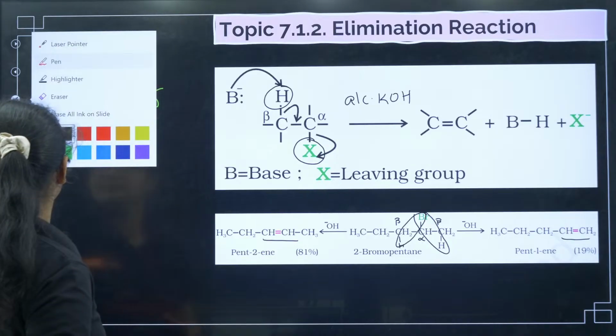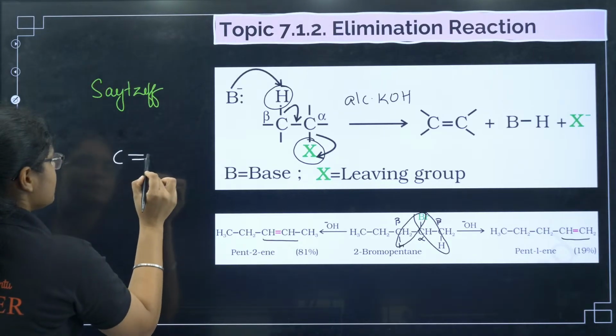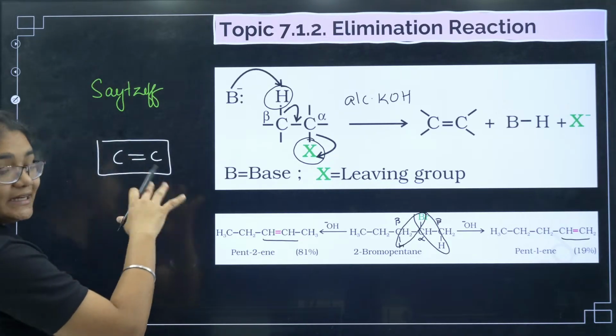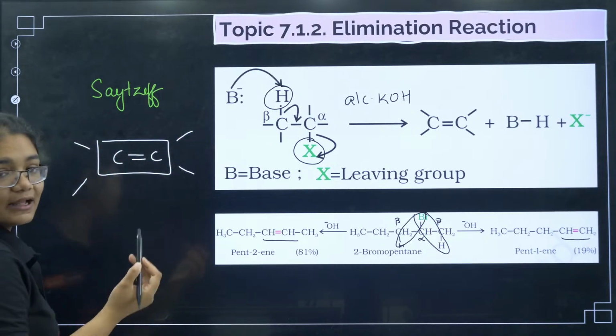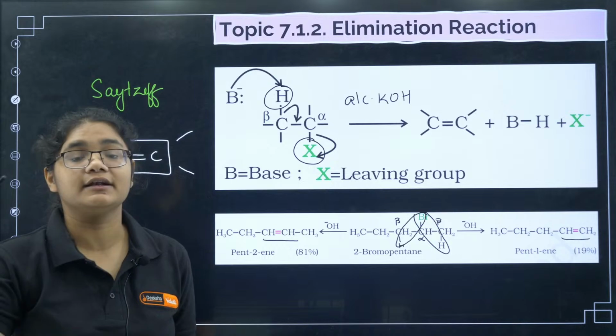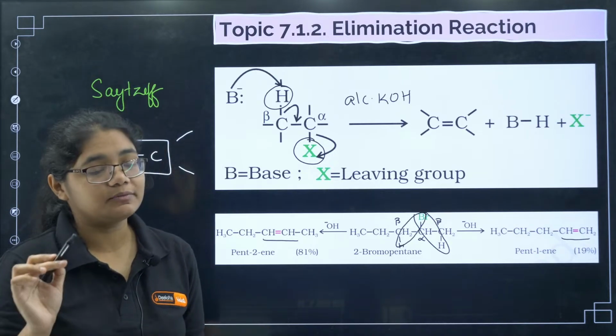How will you find which is the major product? You have to see beside this C double bond C what groups are attached, how many carbons are attached. If more number of carbons are attached, then it is more substituted, and that will be the major product.